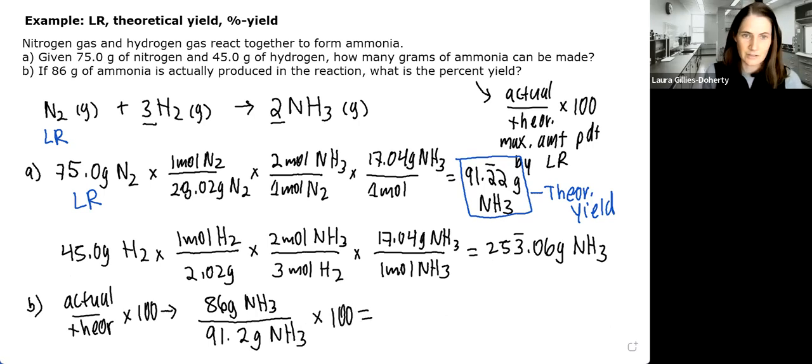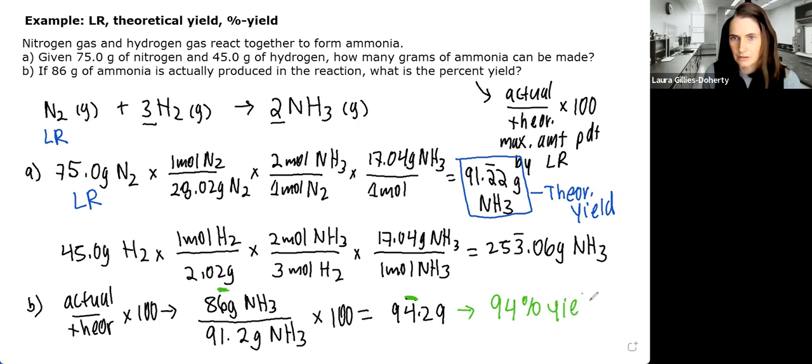So 86 divided by 91.2 times 100 gives us 94.29. If we round that to 2 sig figs, because we've got 2 sig figs in 86 grams, our actual yield, it gives us 94% yield. Which is excellent. 94% yield, anywhere in the 90s, is typically pretty good for a chemical reaction, because we know that just stuff happens in the lab.